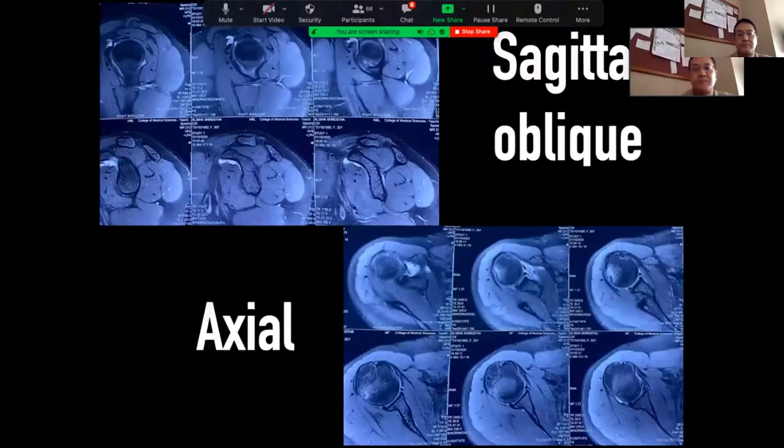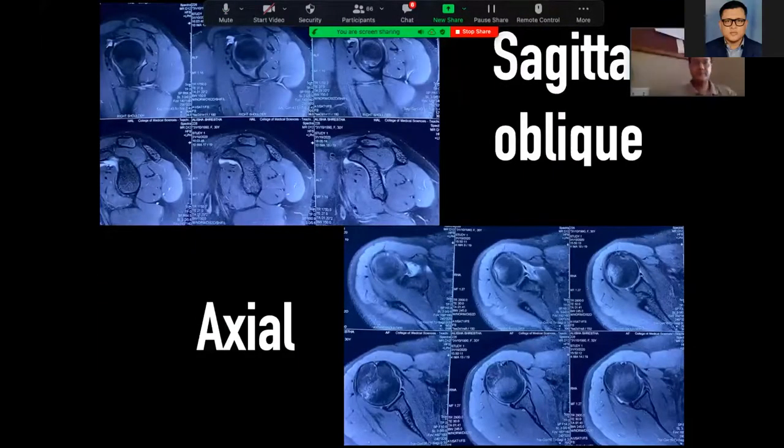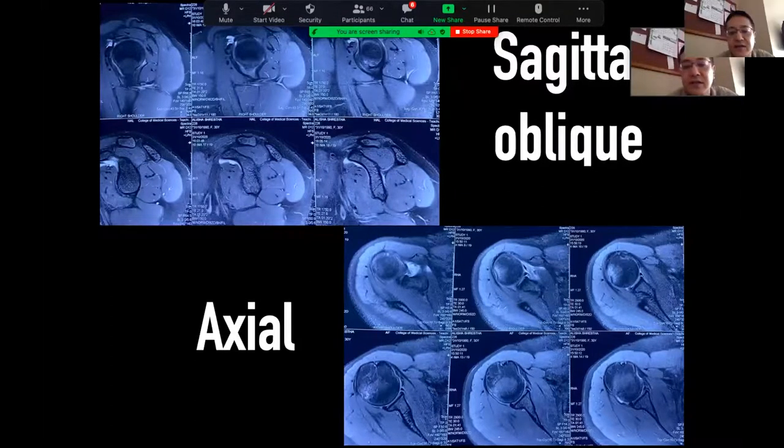This is the MRI, sir. Sagittal, oblique, axial. Only the important films have been put here. So I can see a Bankart's lesion. Obviously, yes, absolutely. Anterior inferior. Hill-Sachs is not there. Small, very small Hill-Sachs, mild. Small Hill-Sachs, yes, sir.